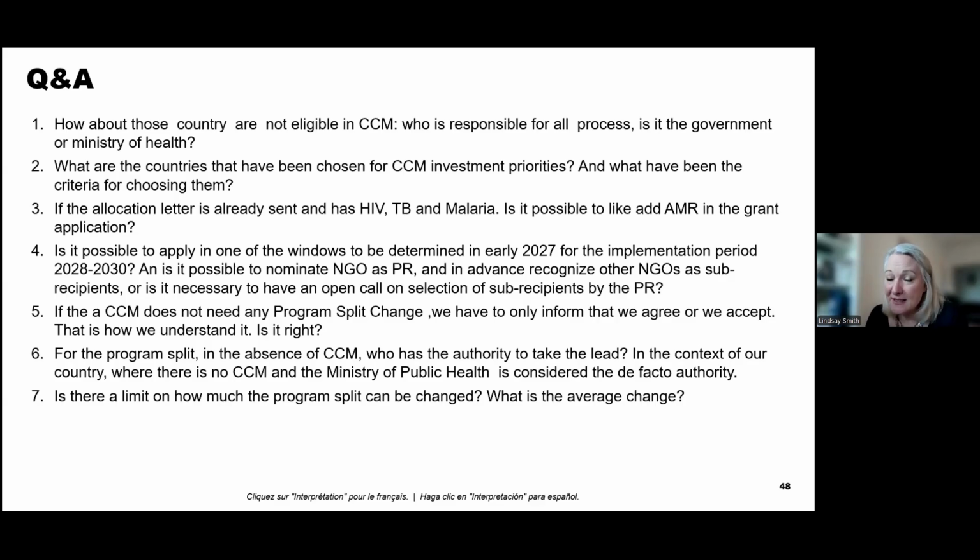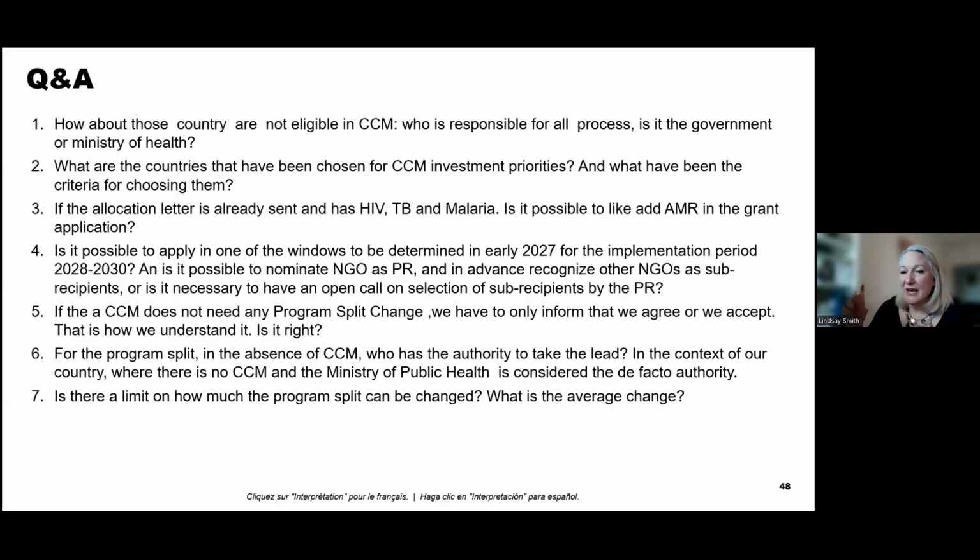So there is no limit on how much the program split can be changed, yet the Global Fund has very specifically agreed the indicative disease split for each country within the total funding available. And so if a CCM is proposing a change to program split, it would need to be well justified. And if it would mean a reduction in the ability of the program to continue delivering essential services as a result of that program split change, then it would go through an elevated review within the Global Fund.